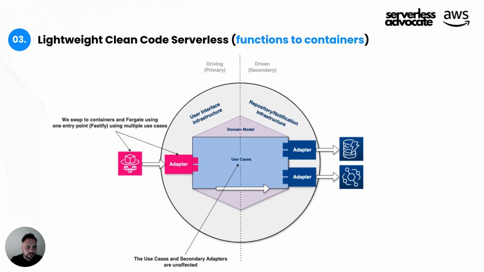Now, we could also go to containers, for example. So here we can see that our entry point is now an Express app or a Fastify app, and we're now going to run this on ECS. So again, rather than having all of these different adapters for Lambda, we now just have one for ECS.